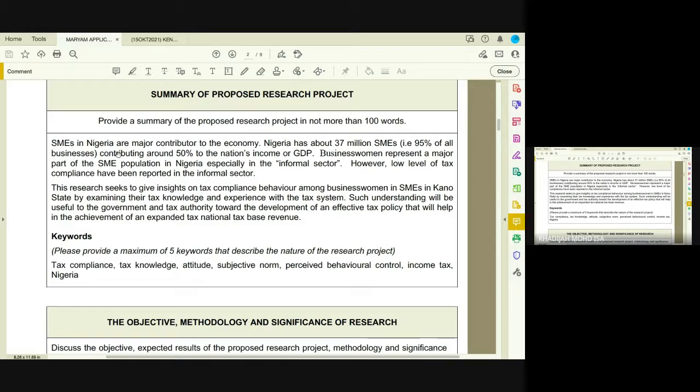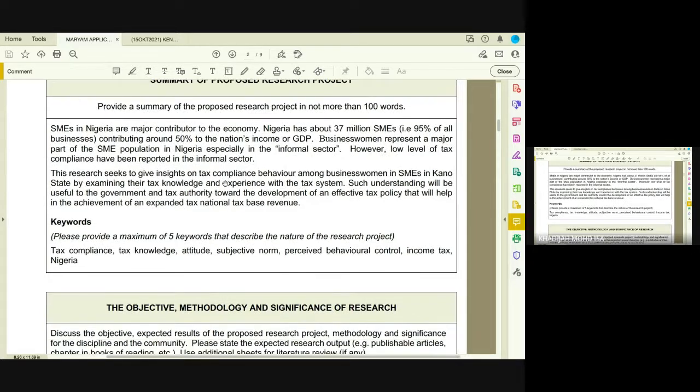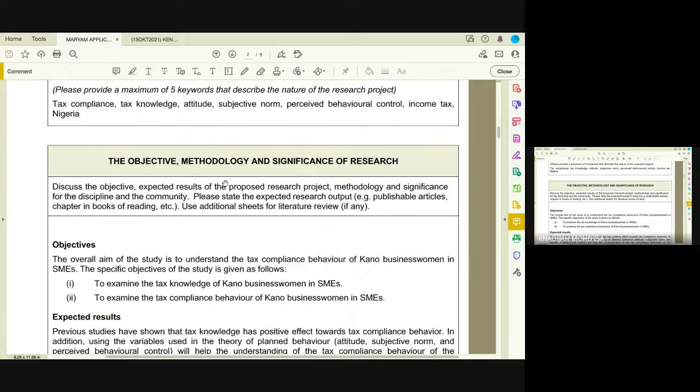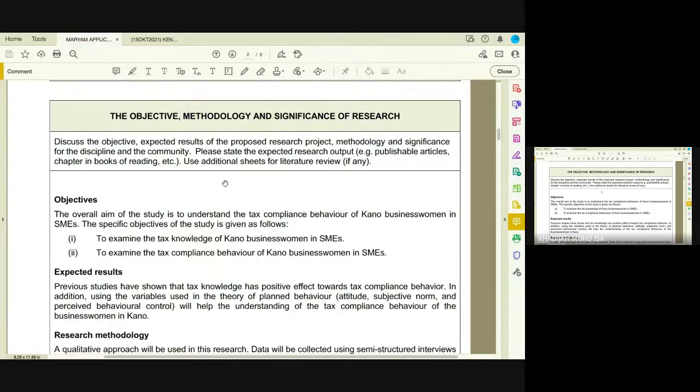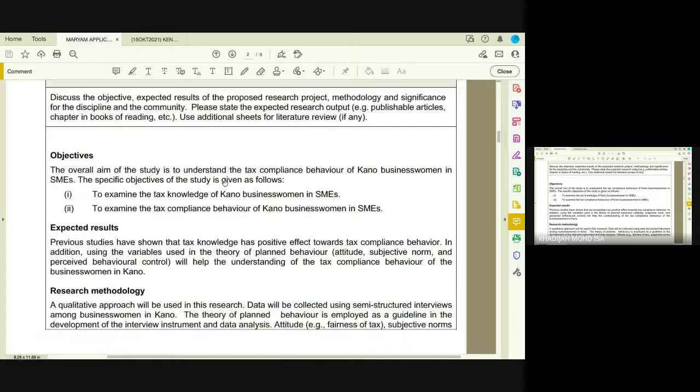This is how I give the introduction of the research, and the objective here is that the overall aim of the study is to understand, because of the problem just now about the low tax compliance, yeah. So we want to understand the tax compliance behavior of Kano businesswomen, and the objective is to get the tax knowledge, for example, and examine the tax compliance behavior of Kano businesswomen in SMEs.